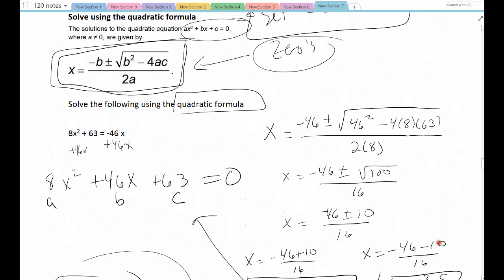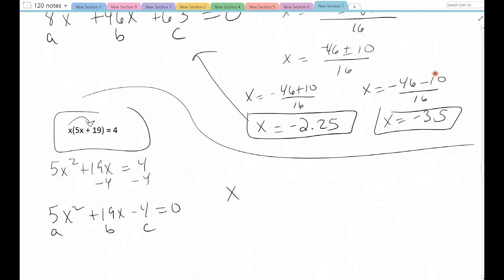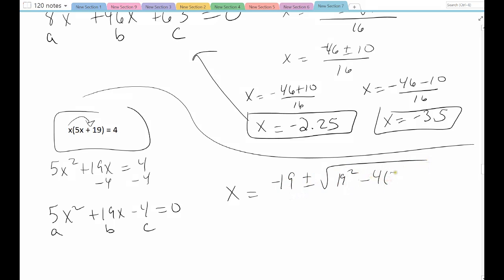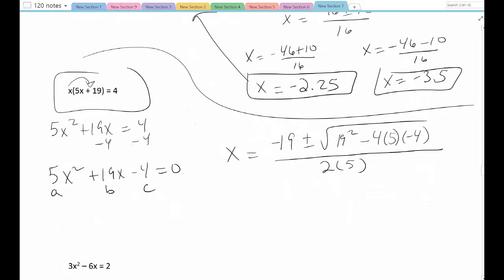Plug it into the quadratic equation. The opposite of b would be negative 19 plus or minus the square root of b squared, so 19 squared, minus 4 times a, which is 5, times c, which is negative 4, all over 2 times a, which is 2 times 5. Once you've got it in, it's just being careful when you simplify.